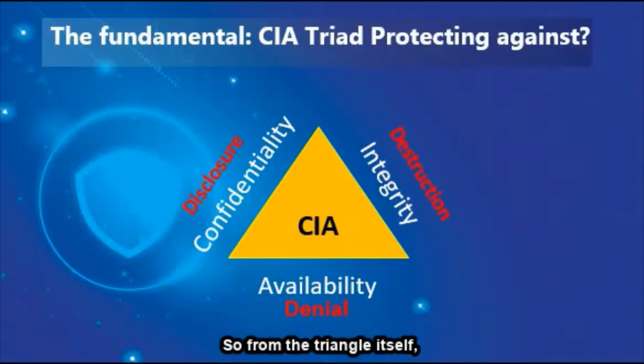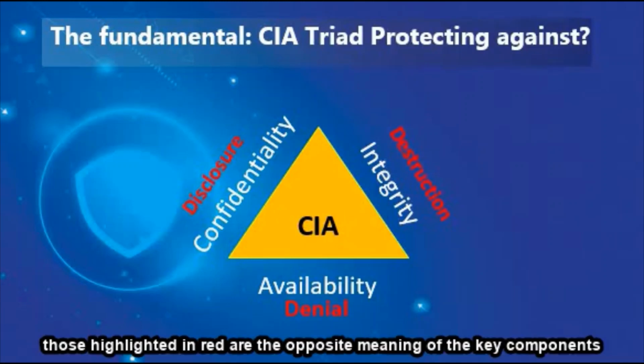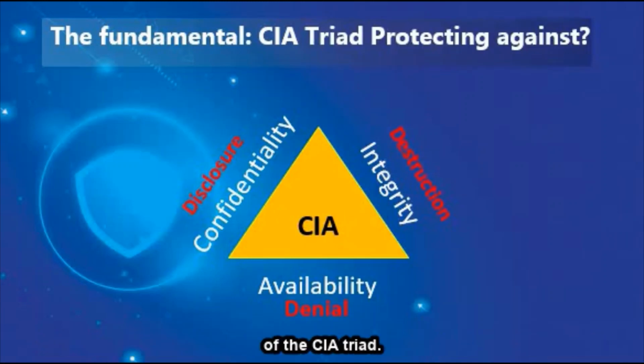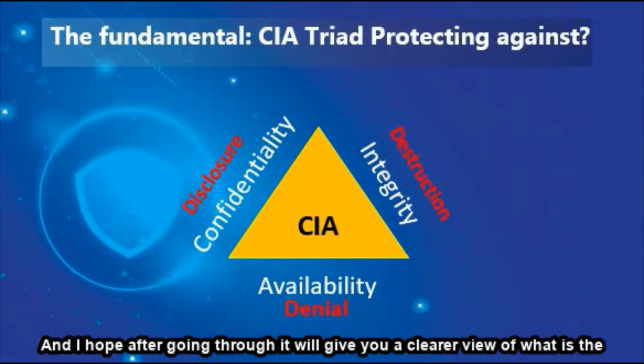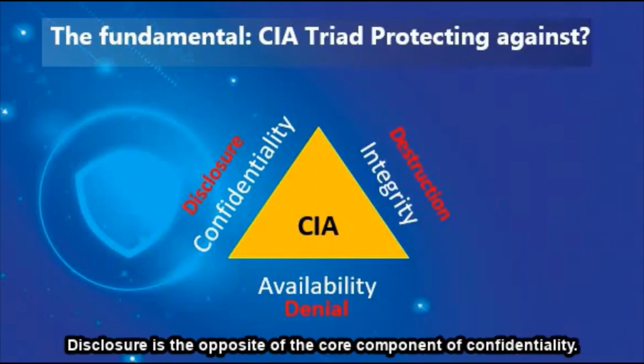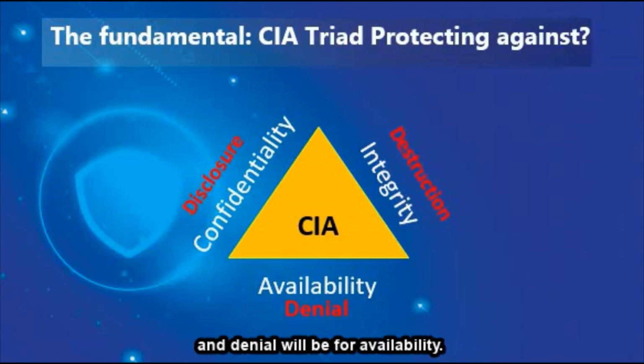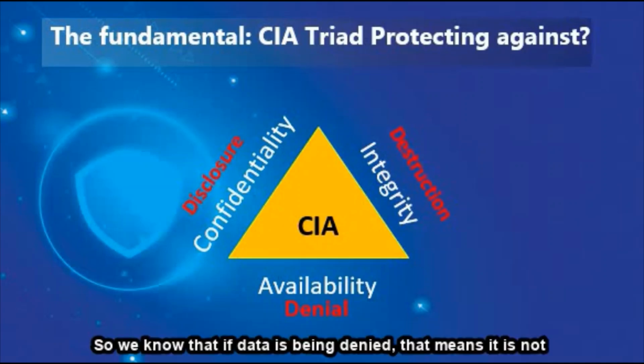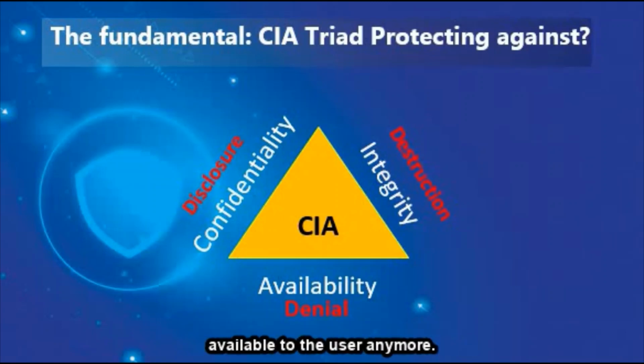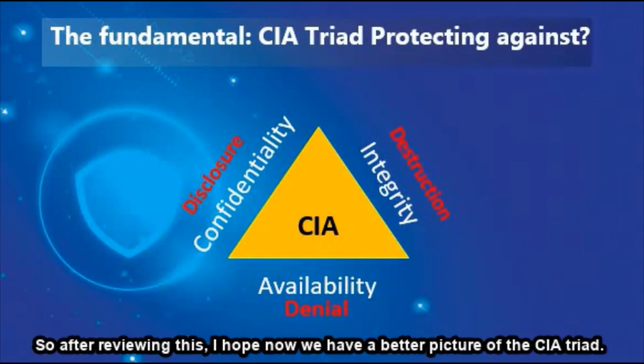So, from the triangle itself, those highlighted in red are the opposite meanings of the key components of the CIA triads. And I hope after going through, it will give you a clearer view of what the CIA triads are. Disclosure is the opposite of the core component of confidentiality, followed by destruction, which is for integrity, and denial will be for availability. So we know that if data is being denied, that means it's not available to the user anymore. So after reviewing this, I hope now we have a better picture of the CIA triads.